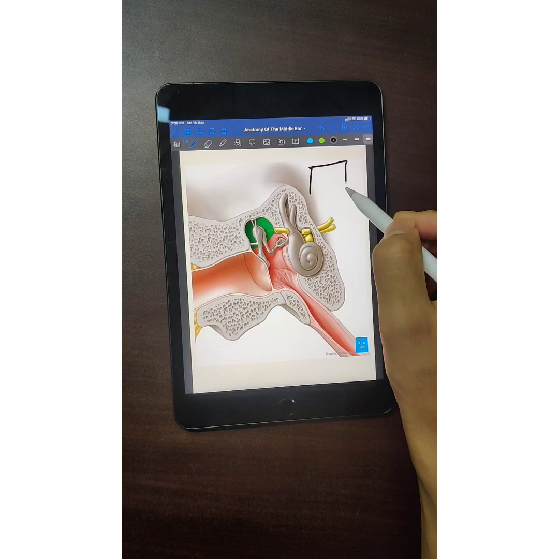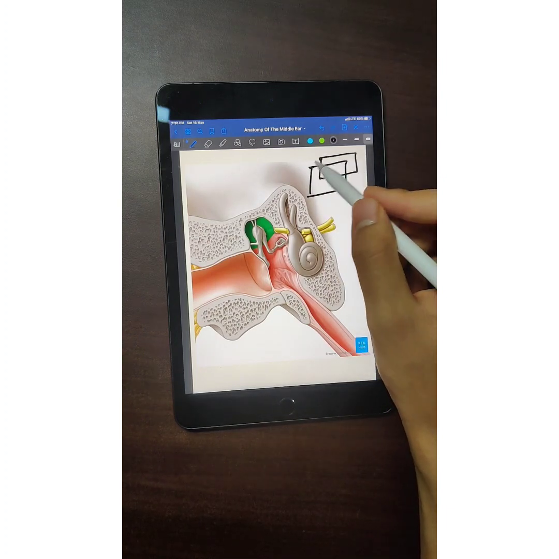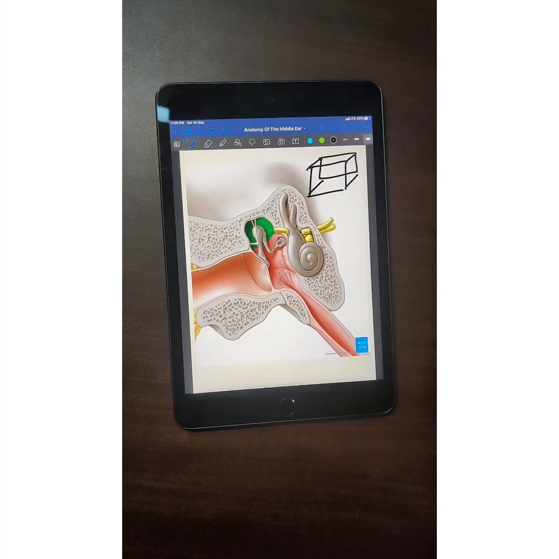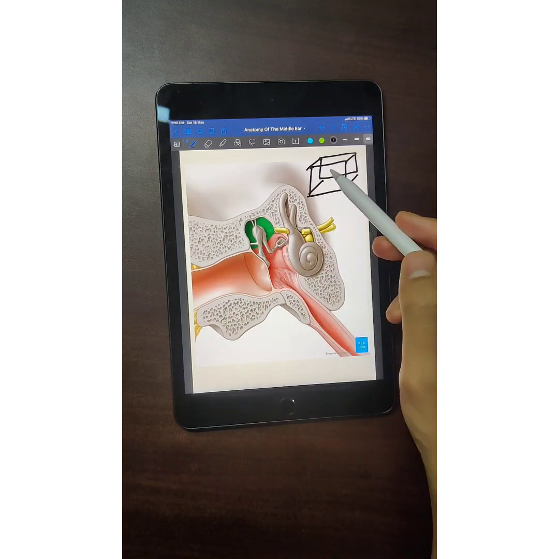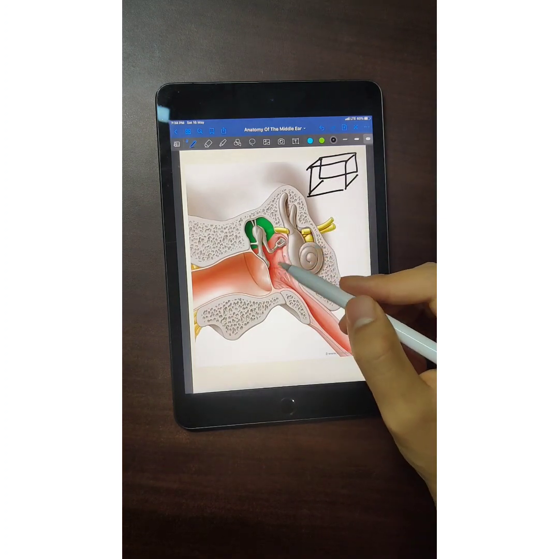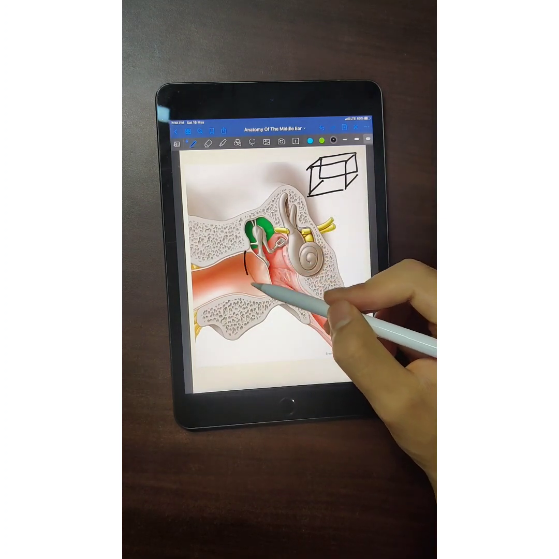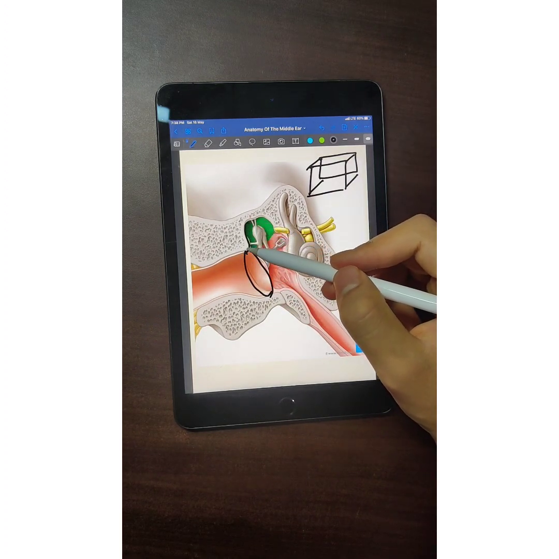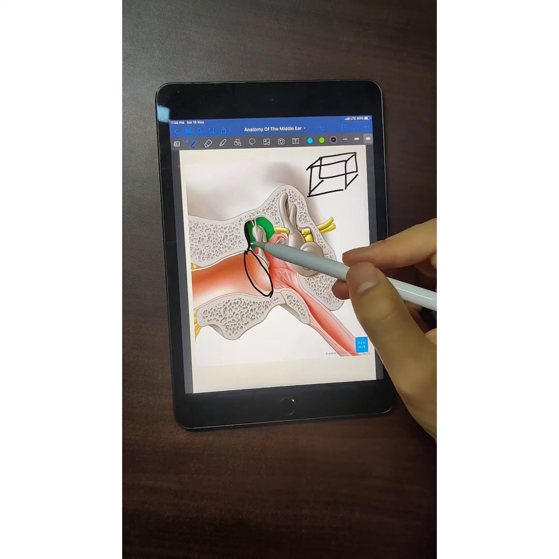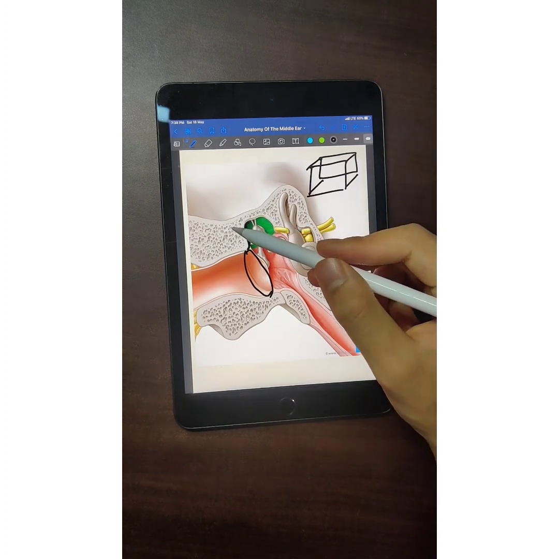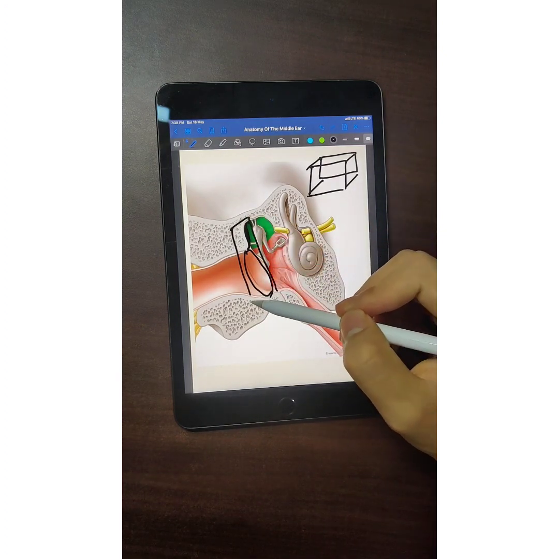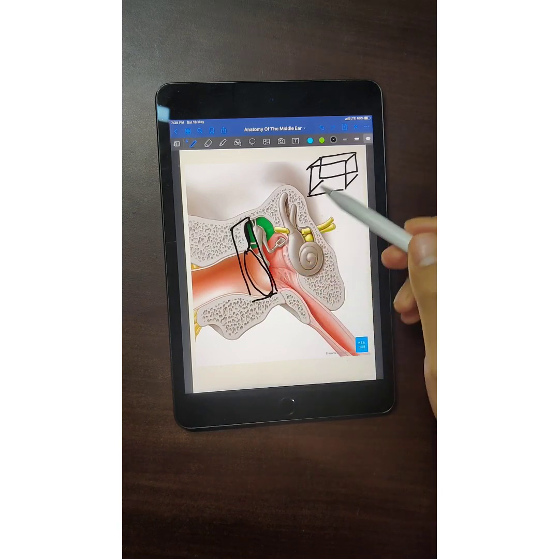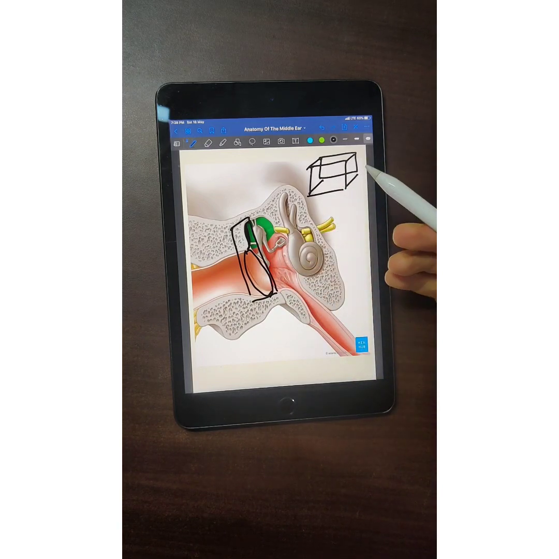Now, the middle ear cavity is like a box-shaped structure which has six sides. Let's talk about the lateral side, that is the outer side, first. The lateral side is composed mainly of the tympanic membrane and a bony structure. This bony structure is known as the scutum. So the scutum and the tympanic membrane both make up the lateral wall of the middle ear.